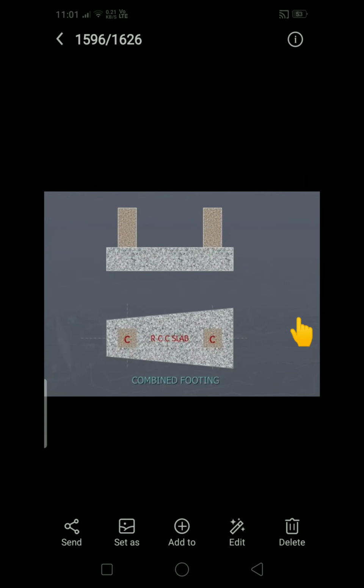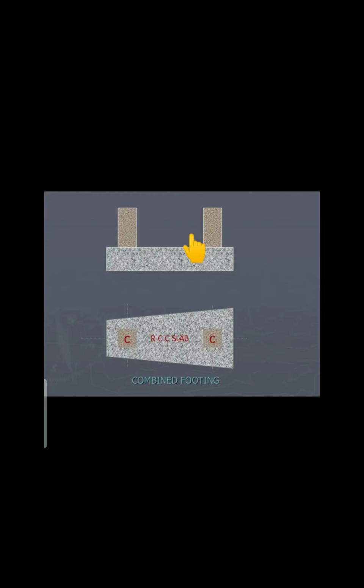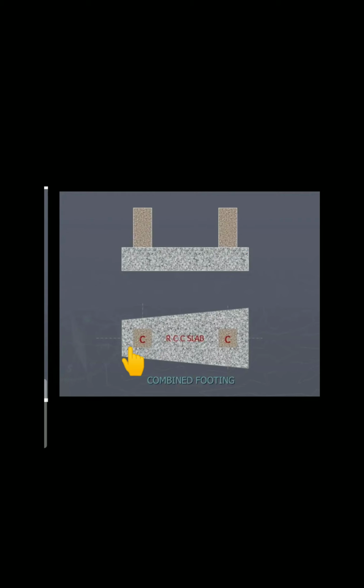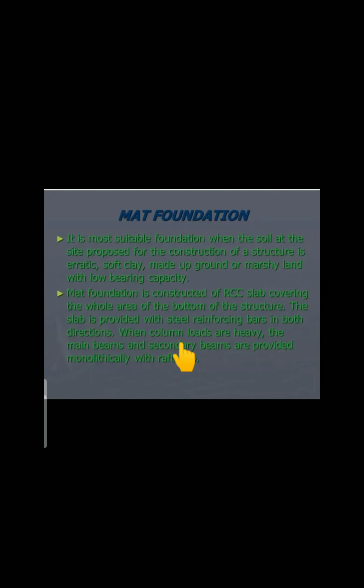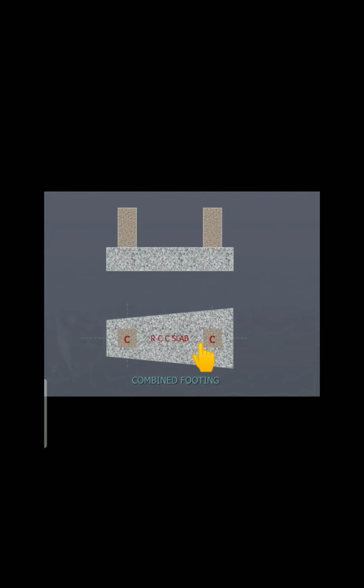So this is the image of combined footing. This is the rectangular combined footing, and this is the trapezoidal combined footing. This is the one column and this is the second column. By combining, we are going to place only one footing. So this is the combined footing.